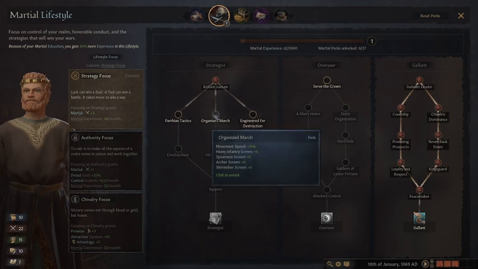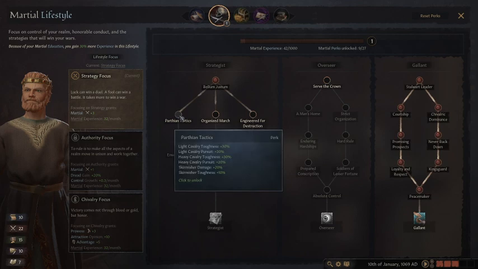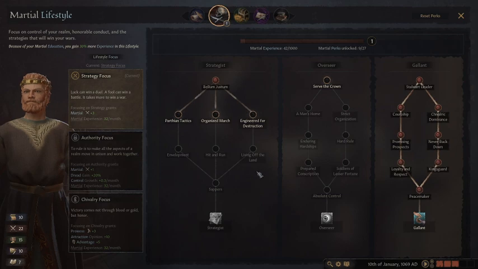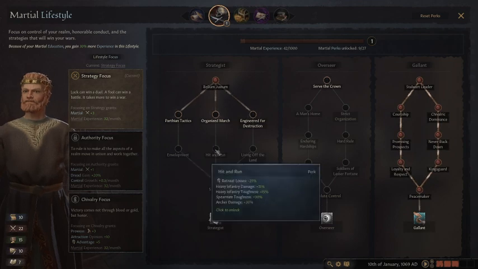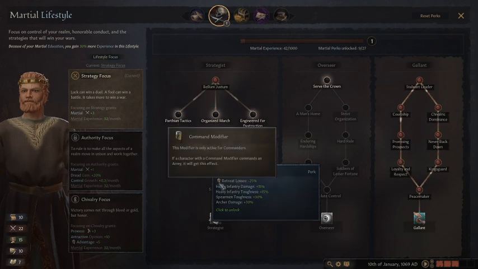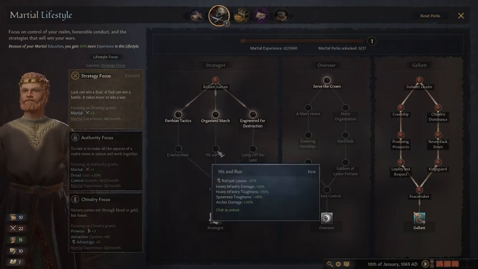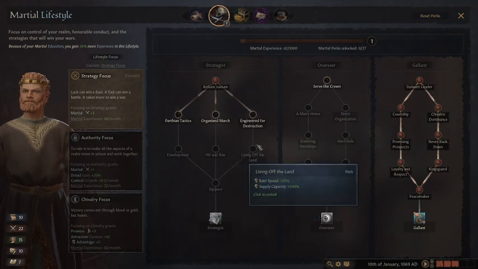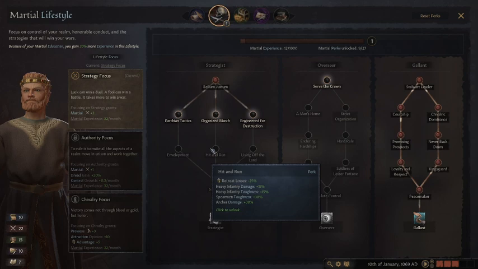Let's see what kind of soldiers I actually have, because if I've got a decent amount of skirmishers and cavalry, Parthian tactics could be a pretty good option. Also, might as well see what development, minute arms efficiency, hit and run, and living off the land do. Retreat losses negative 25%. Heavy infantry damage plus 15%. Heavy infantry toughness plus 15%. Spearman toughness plus 30%. Archer damage plus 30%.